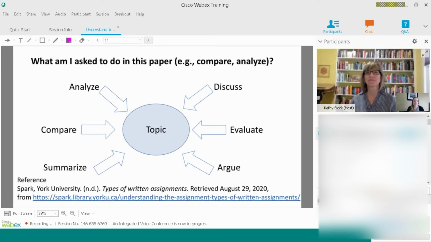If you see a verb that you don't know, you can use the website that's linked on the slide, which is from York University, to help you get a better understanding of what is being asked of you. So for example, the York University website defines analyzing as breaking down the constituent parts of an issue, argument, or phenomenon, and considering their importance, role, and how they might inform one's understanding of the issue.